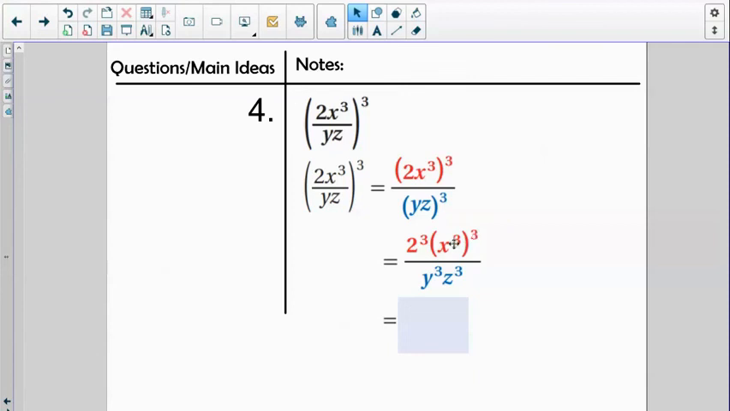And then x to the 3rd power to the 3rd power, this is power of a power from yesterday, or Wednesday for those of you that have Friday class. We just multiply those exponents. Okay, so that's going to be x to the 9th power. So on the numerator, we have 8x to the 9th power, and then the denominator stayed the same, y cubed, z cubed.